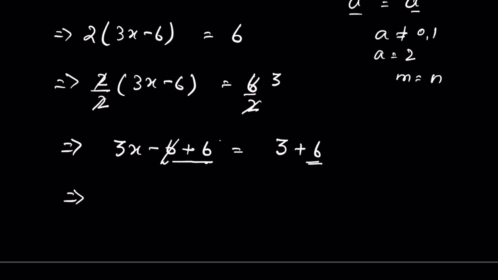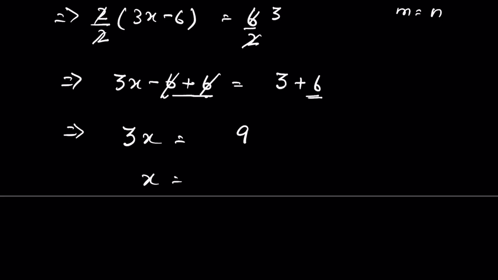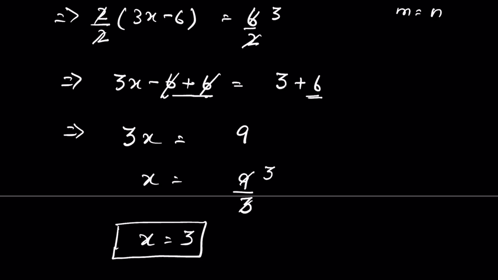So this 6 and this 6 get cancelled. 3x is equal to 9, or x is equal to 9 upon 3. 3 times 3 is 9. So x is equal to 3. So this is one way of solving it.